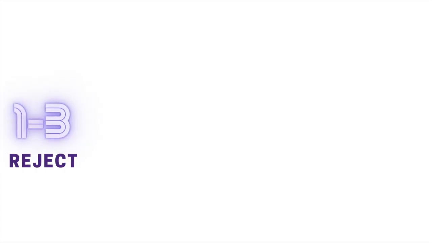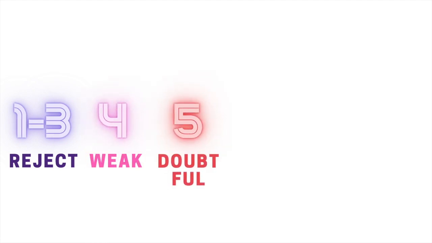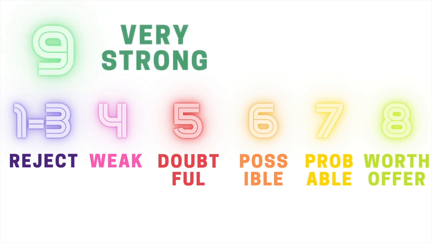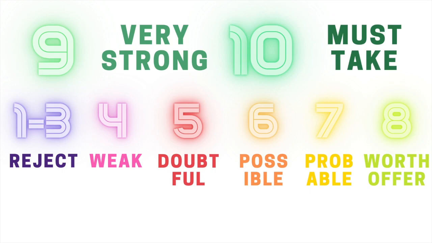A number between 1 and 3 is a candidate who's probably unacceptable for Cambridge. 4 is a weak candidate. A 5 means that they are doubtful of an offer. A 6, possibly worth an offer. 7, probably worth an offer. 8, strong, worth an offer. 9, very strong, definitely worth an offer. And 10 is an exceptional applicant that they must take.